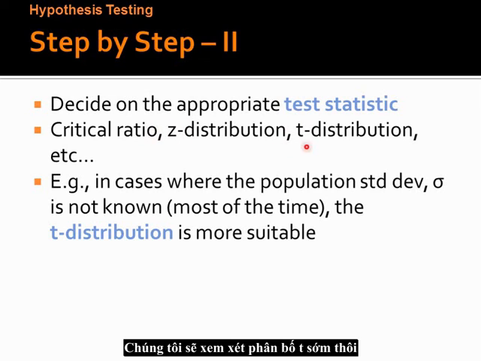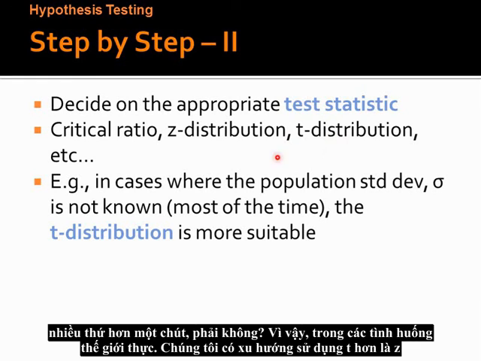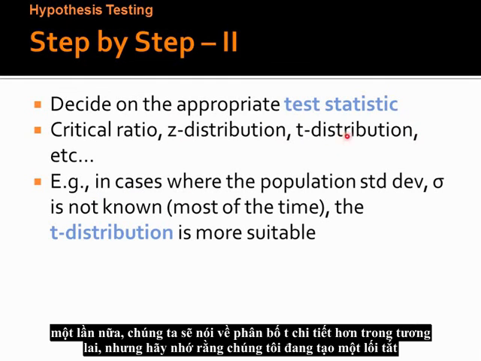We'll look at the t distribution pretty soon, but I'll just mention that the Z and the t distribution are actually very, very similar to each other. Just that the t distribution considers a bit more stuff. Right? So in real world situations, you tend to use t more than Z. Again, we'll talk about the t distribution in more detail in the future.